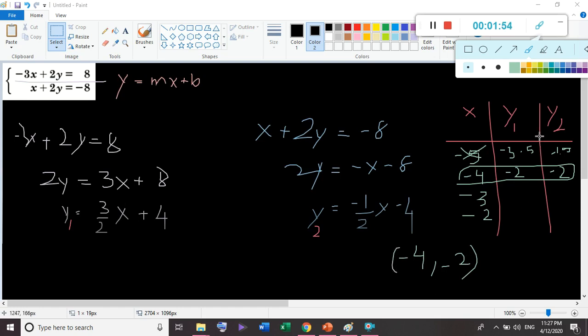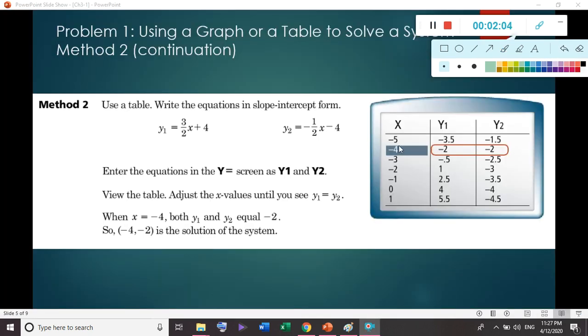Using the table, you can either draw the table by yourself and find the answers by substituting, or you can use your calculator in table mode and just substitute y1 and y2. This is the graphic calculator, I guess. I'm not sure the normal Casio calculator has it, but either you do it manually or you use the calculator. So again, -4 gave me -2 and -2. They have the same answer.